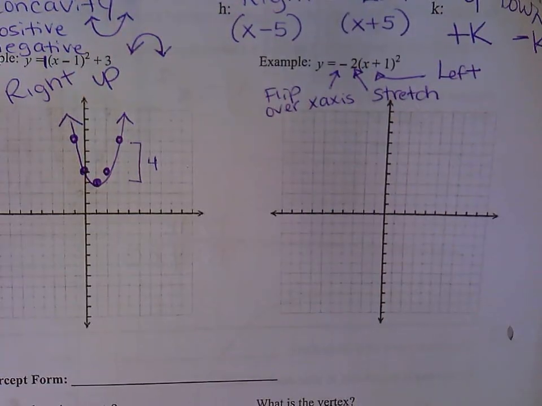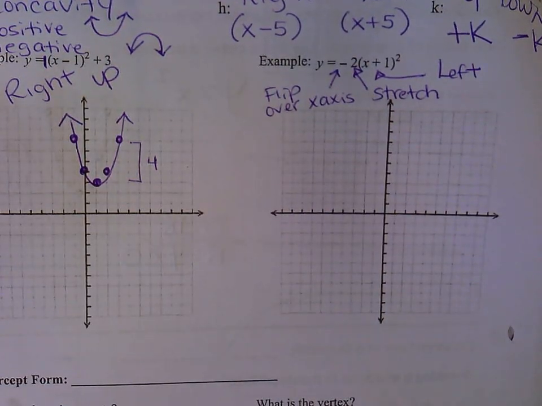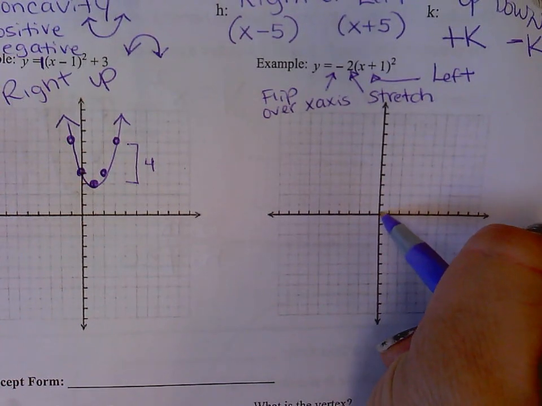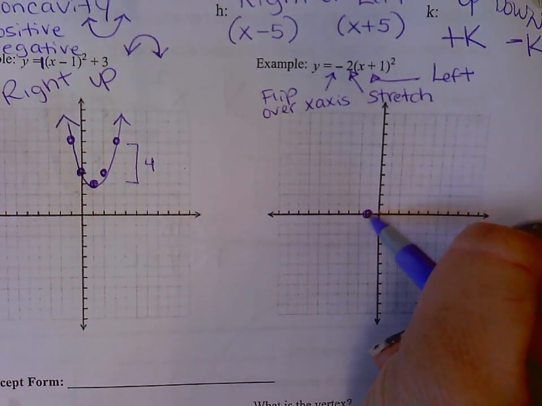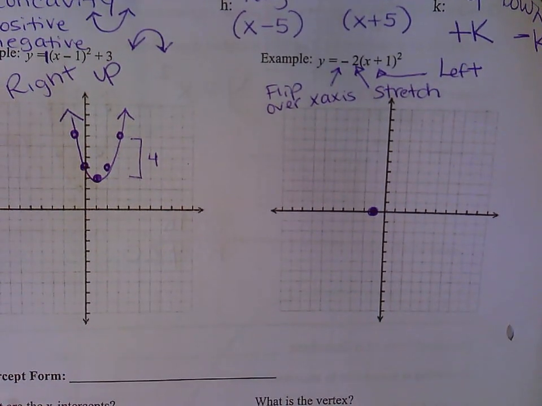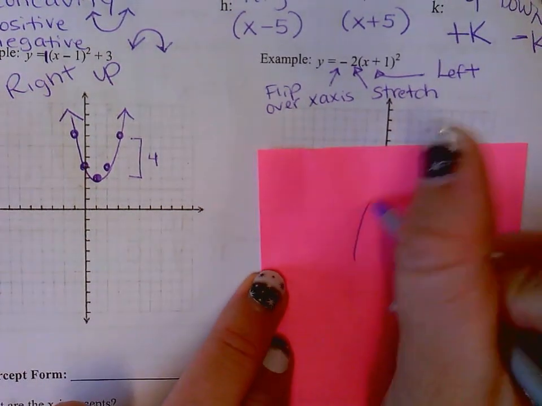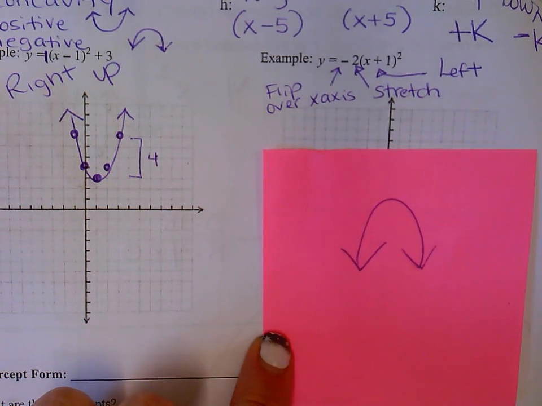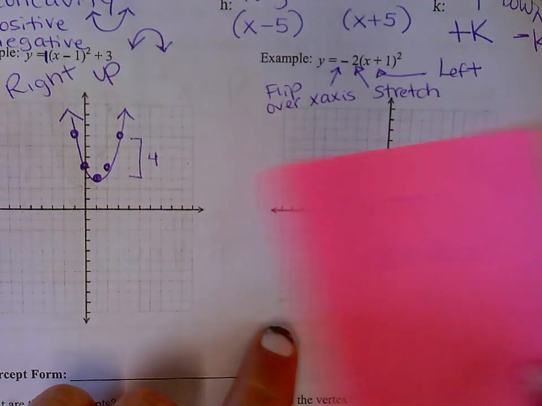So I always start by graphing my vertex. The vertex, if I'm only going to the left, is going to be just left 1 from the origin. So I'm going to plot my vertex. Now in my head, I'm thinking about what the concavity of this graph is. So I know, okay, I'm going down, right? So I'm not going to graph it up. I'm just going to graph it down as I go.